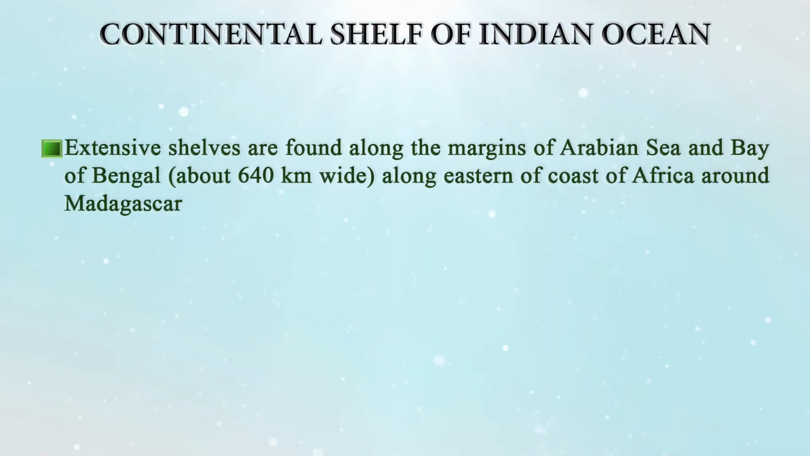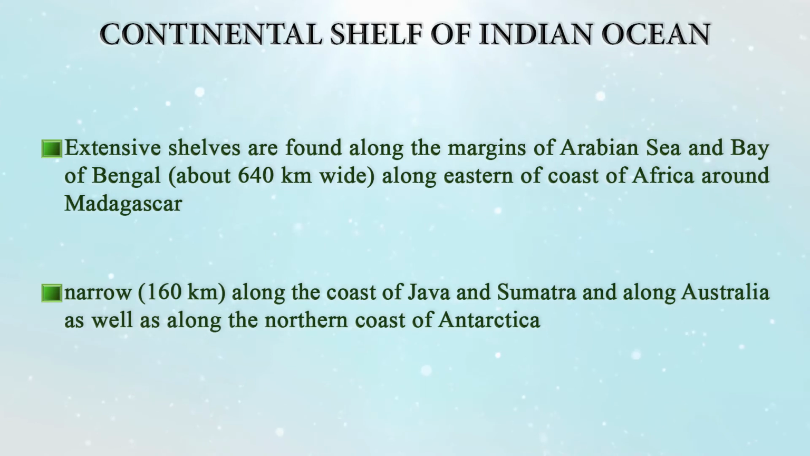Now, the continental shelf of the Indian Ocean is more extensive along the margins of the Arabian Sea and Bay of Bengal. It is of the order of 600 kilometers wide in this area, and along the eastern coast of Africa around Madagascar, huge extensive continental shelves are also found. They are narrow along the coast of Java, Sumatra, and along Australia as well as the northern coast of Antarctica.